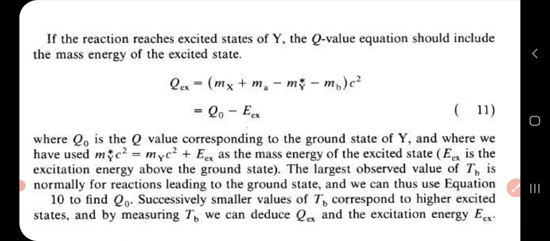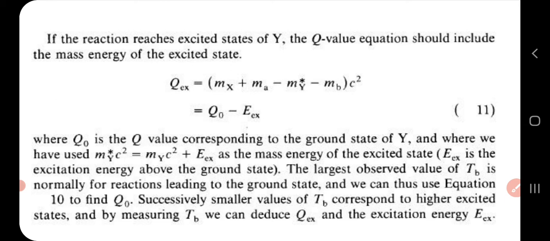Now what happens when the reaction reaches the ultimate state, that is the excited state of Y? Then the Q value in such cases must include the mass energy of the excited state, and it is given by Q excited is equal to Q naught minus E excited, that is the excitation energy. Here Q0 is the Q value corresponding to the ground state of Y, where we have used M star c square is equal to M c square plus excitation energy, taken as the mass energy of the excited state. Now E excited is the excitation energy above the ground state.